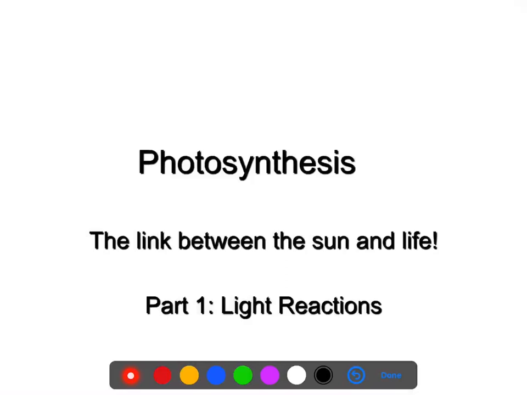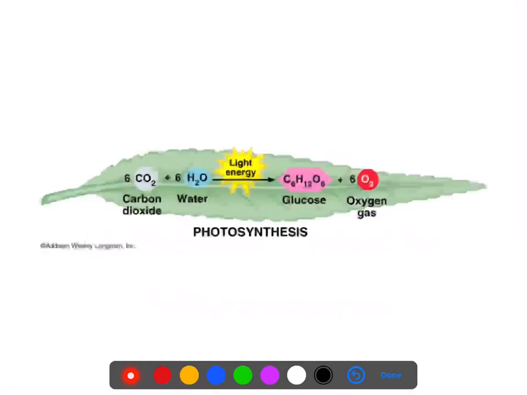Photosynthesis lecture from chapter 7. In this lecture, we're going to look at specifically the light reactions. We'll learn that photosynthesis can be broken down into two reactions, the light reactions and the Calvin cycle, otherwise known as the dark reactions. We'll look at that in part 2 of the photosynthesis lectures.